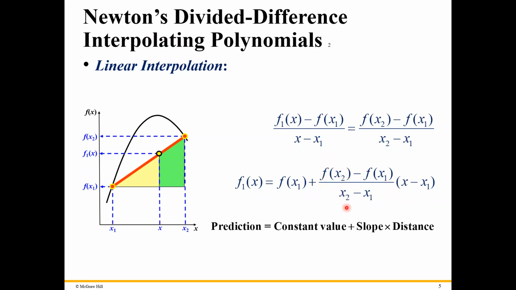This formula is called Newton's divided difference formula, because this term, f of x2 minus f of x1 over x2 minus x1, is a divided difference term. You can see there is a difference term in the numerator and a difference term in the denominator, and then we take their division. That's why we call it a divided difference. So this is the divided difference formula for the first order polynomial. Generally speaking, the predicted value is equal to the constant value plus the slope times the distance. This term shows us the slope, and then we multiply by the distance. This is the generalized way of saying this formula.